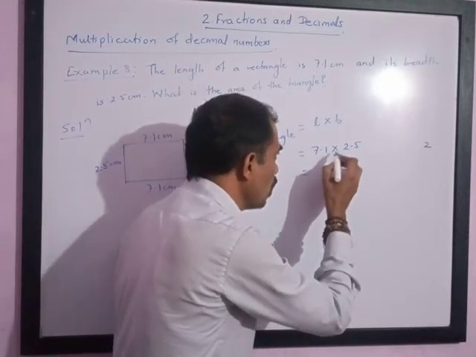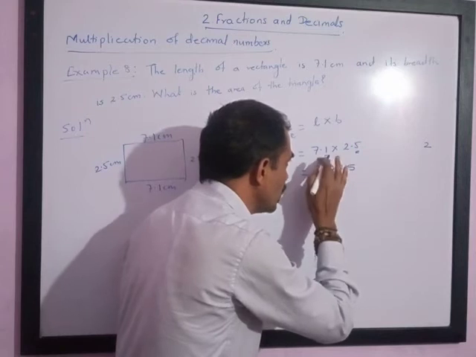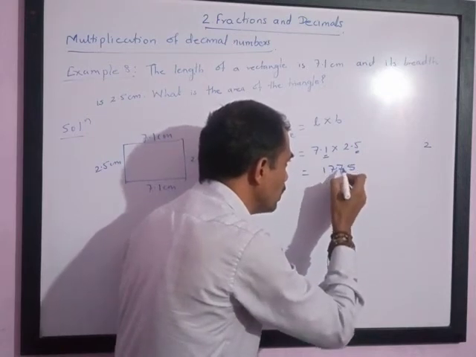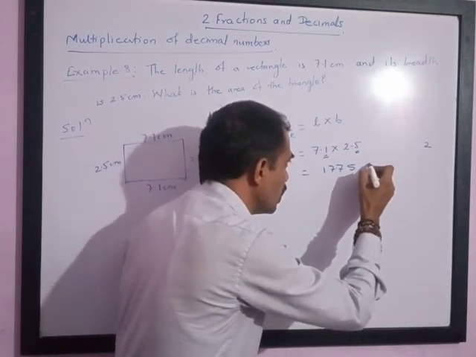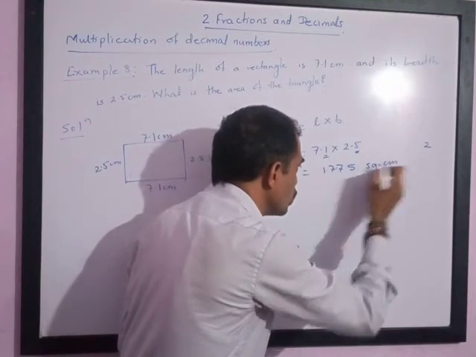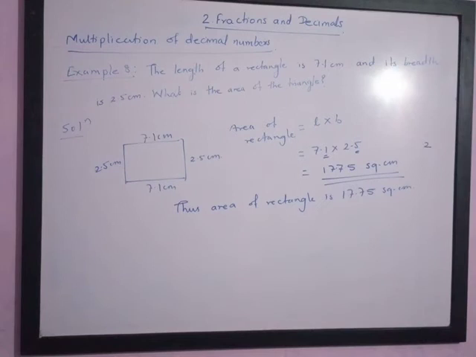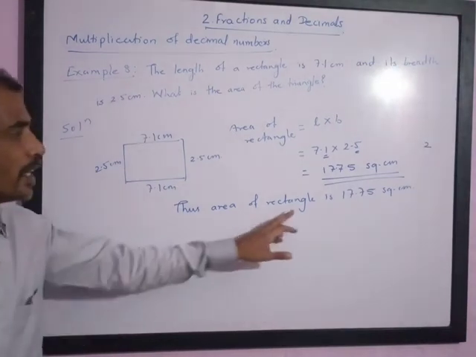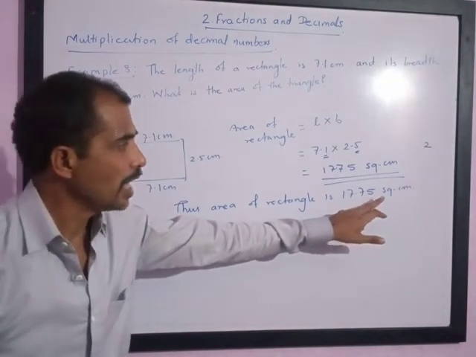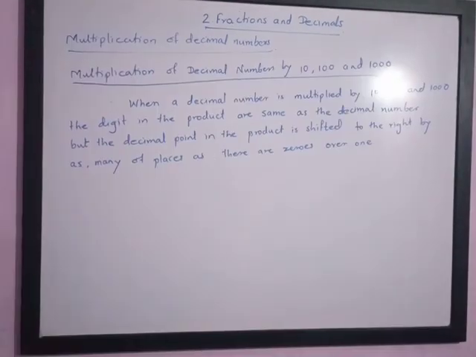177. Now count how many digits are after the decimal point. Here it is 1, here it is 1. So the answer will be 17.75 square centimeters. Please note the unit. The last answer must be written in words. Thus, the area of the rectangle is 17.75 square centimeters.